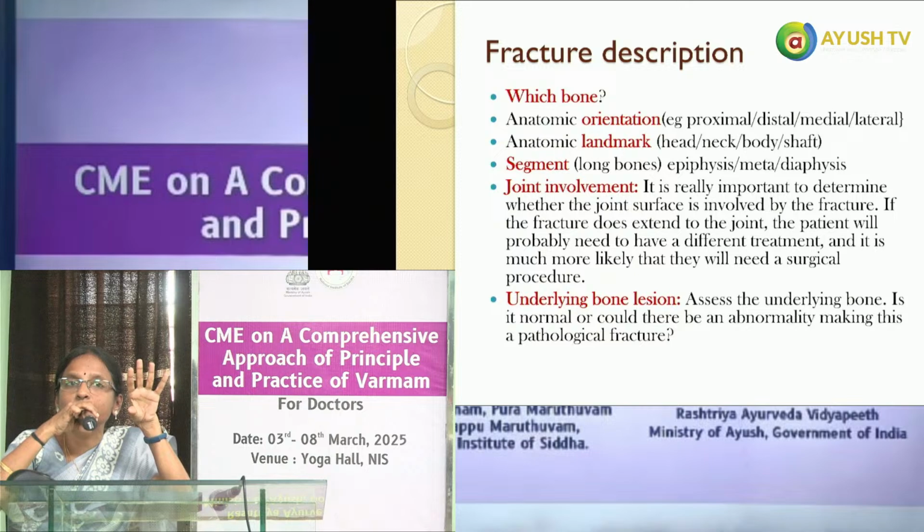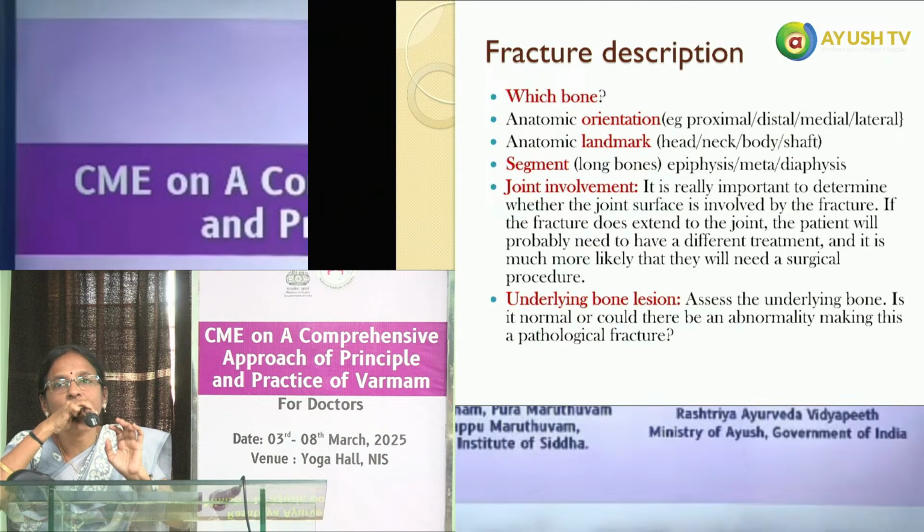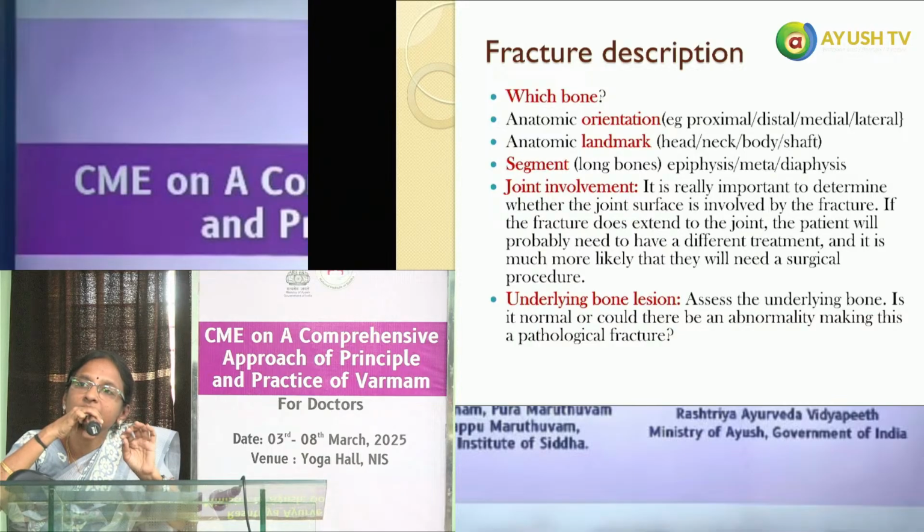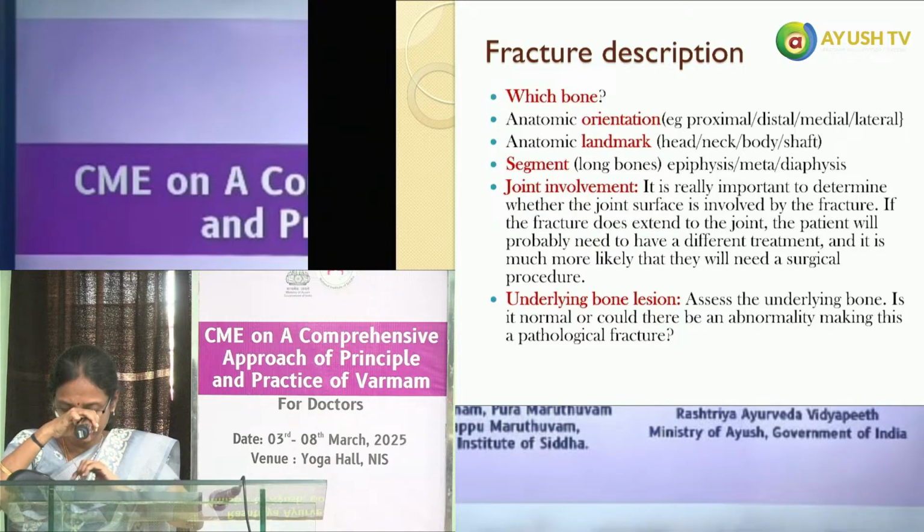And last but most important is the underlying bone. Is the fractured bone normal-looking, or like the one I showed you, where the femur had a change in density, a tumor? So we have to describe whether there are any underlying bone lesions when we describe a fracture. In all imaging modalities, most of these points will be mentioned. So we can decide how we are going to treat the patient.